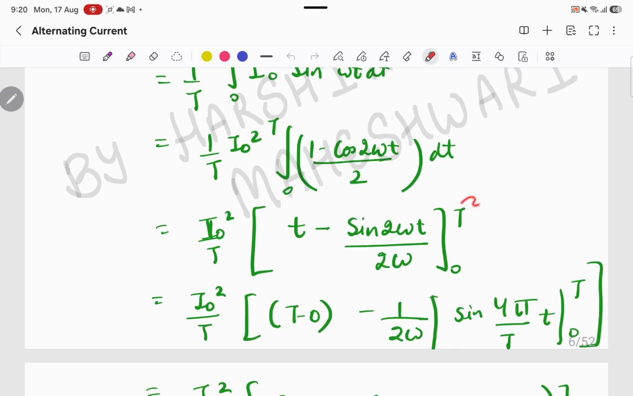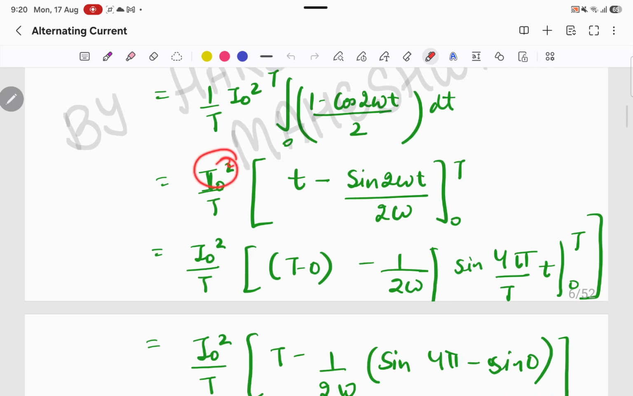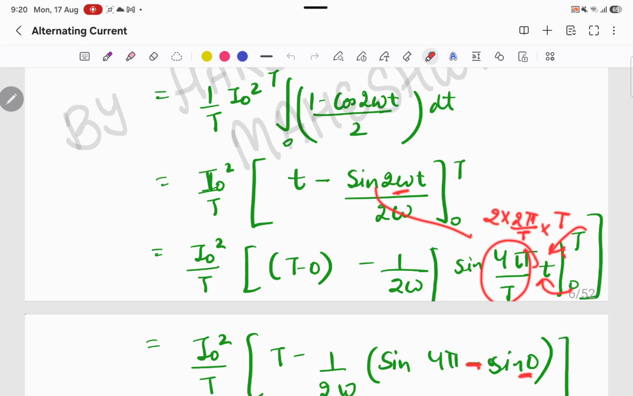We will be substituting the limits t and 0. I naught square by T will come as it is. First of all, T I will be putting here and 0 I will be putting here. So I am getting T minus 0. Now this 1 by 2 omega I can take outside and I will be putting the value T here. So I am getting 2 as it is. So 2 into omega will be 2 pi by capital T multiplied by T. So I am getting 4 pi by capital T multiplied by the value T. Then I will be putting a minus sign and I will be putting 0 in place of small t.